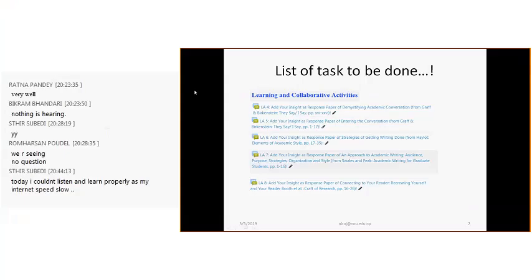So here are a few simple tasks, like LA4, LA5, LA6, LA7 and LA8. I suggest you finish them by next week, because after 18 March, we'll be having another module. So there will be a few tasks on it. These are learning and collaborative activities that you have to accomplish within 1-2 weeks.